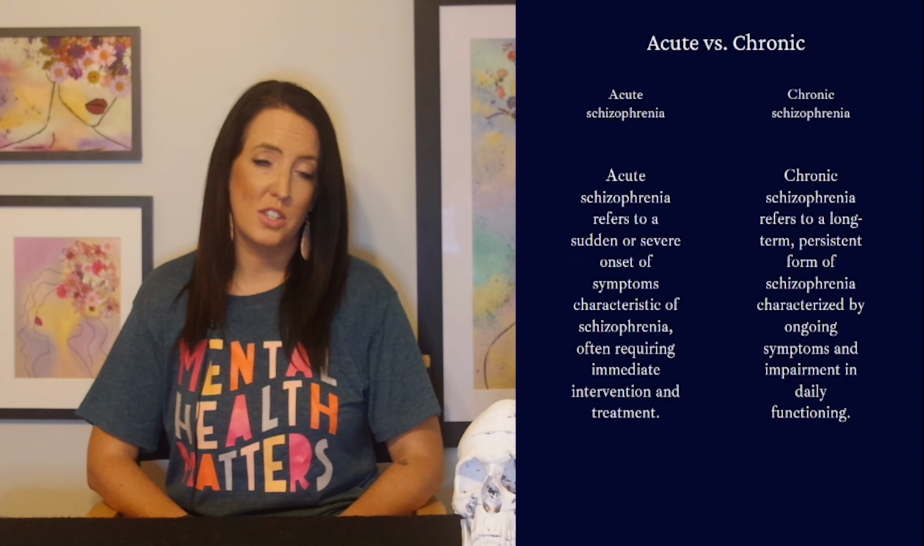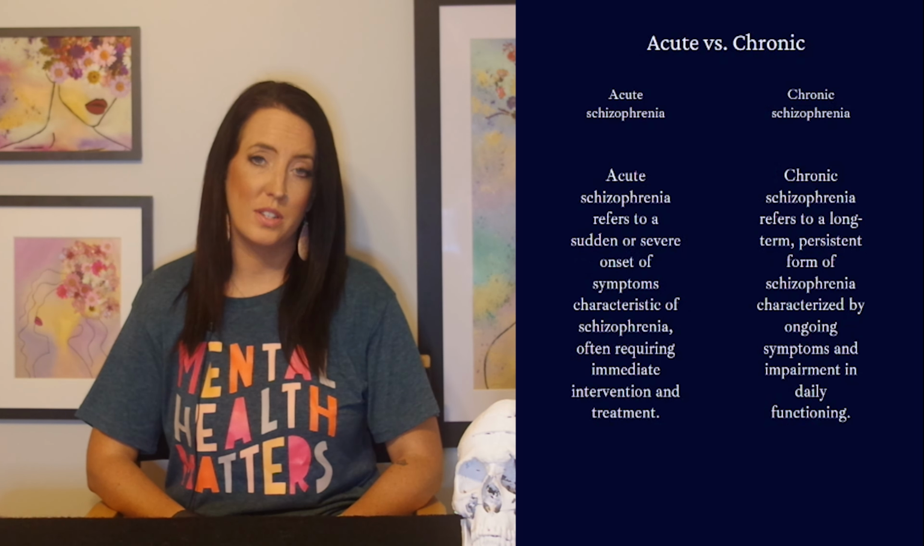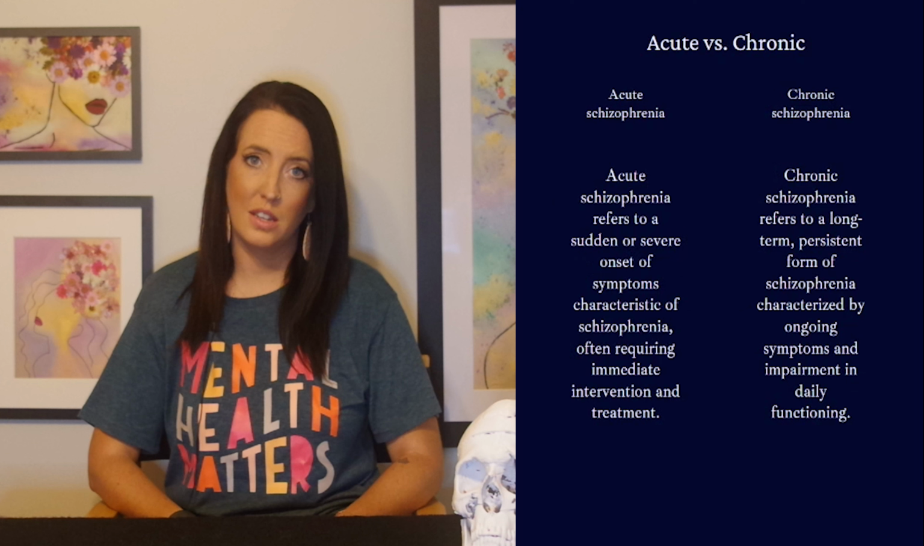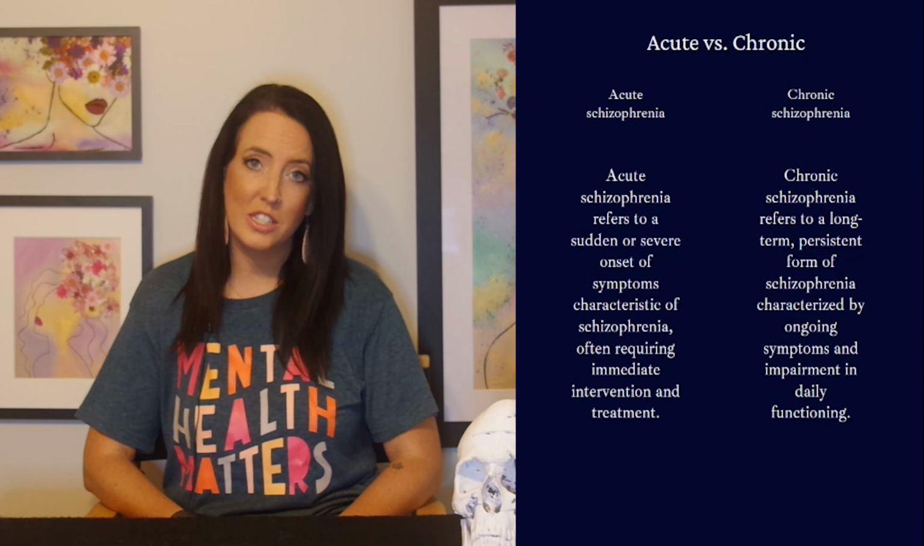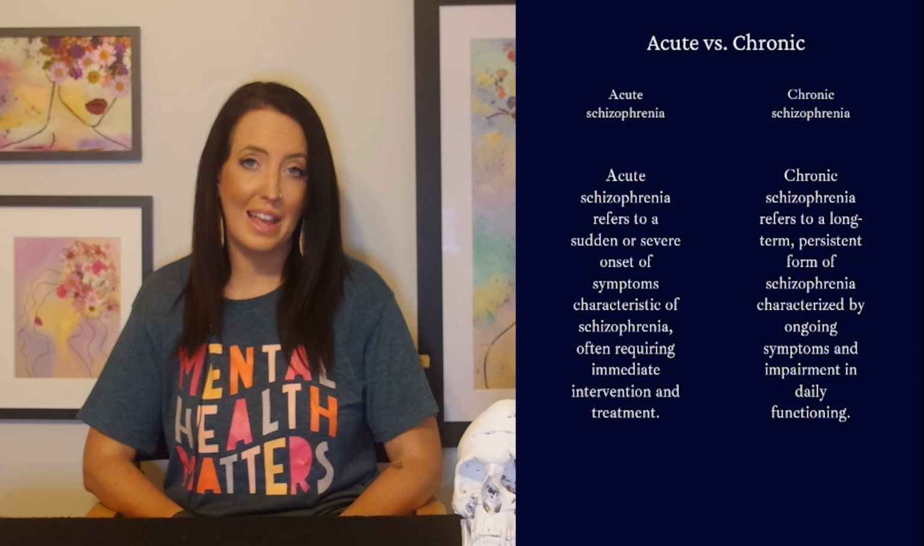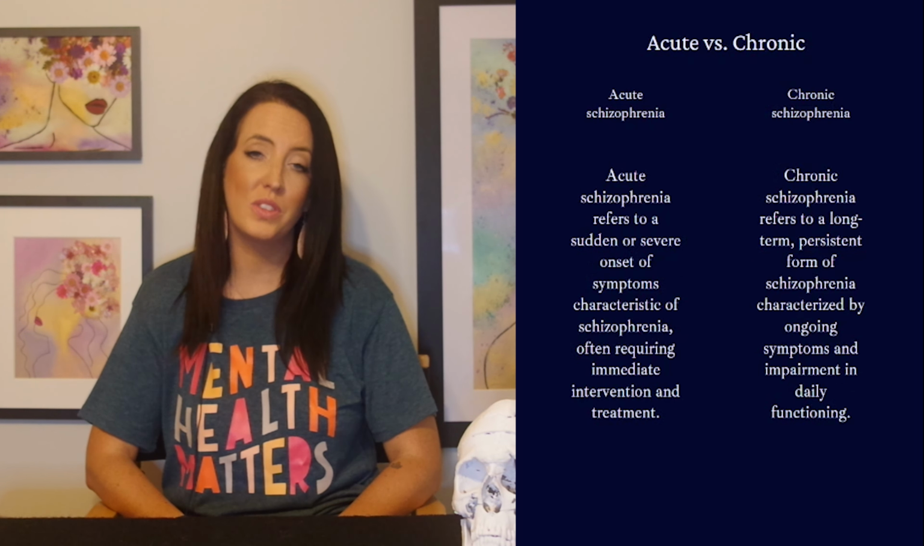And the development of schizophrenia often falls into two categories as well, both acute and chronic. Acute schizophrenia means that the symptoms came on very suddenly and very drastically and often require immediate intervention. Whereas chronic schizophrenia is where we're going to see long-lasting symptoms that are going to interfere with daily life functioning.